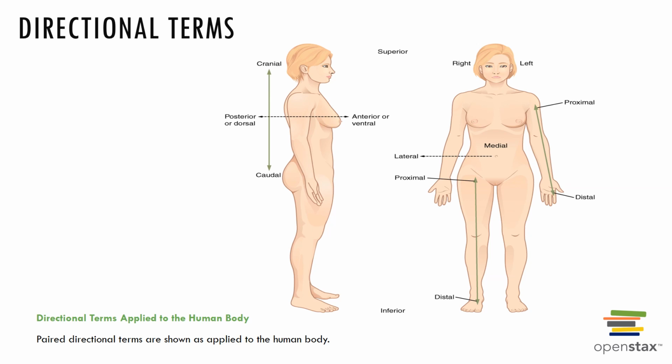Proximal, closer to the origin of the body part or the point of attachment of a limb to the body trunk. Distal, farther from the origin of a body part or the point of attachment. And then we have superficial or external, toward or at the body surface, and deep or internal, away from the body surface, more internal.